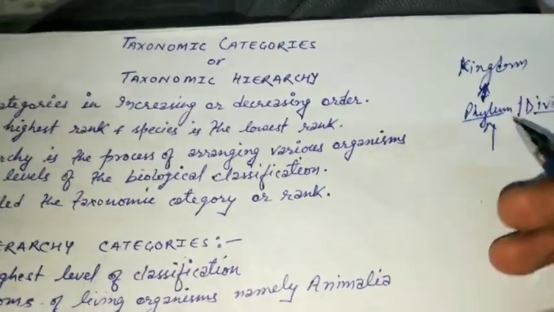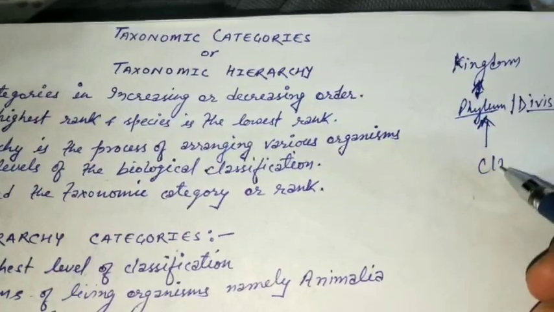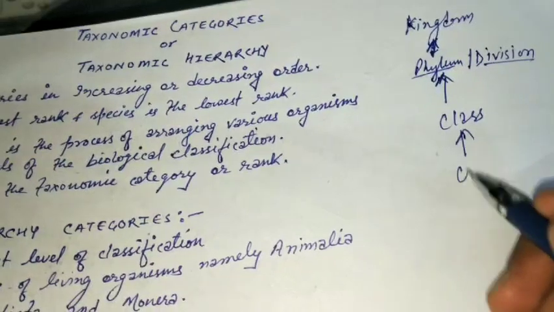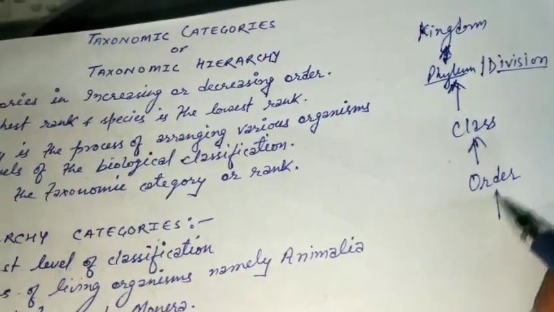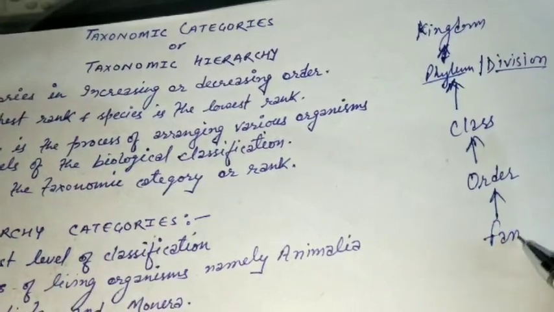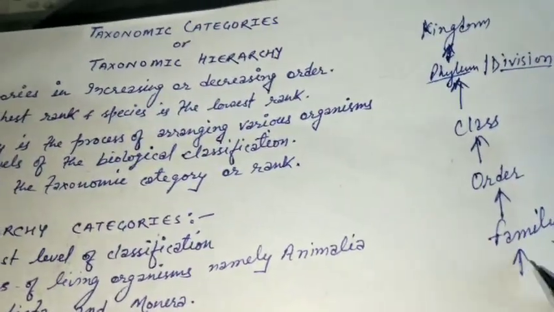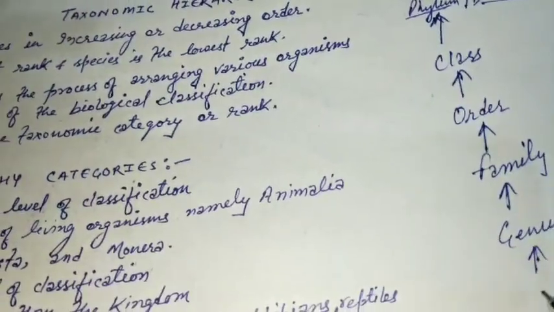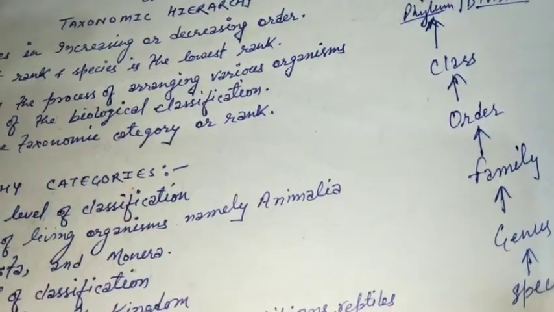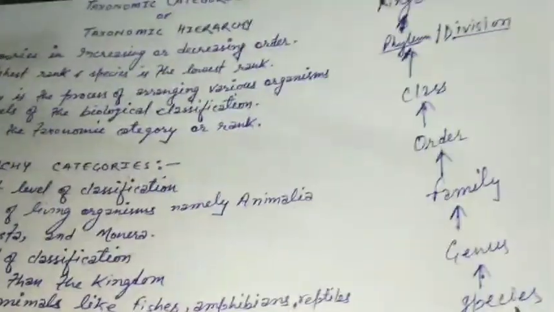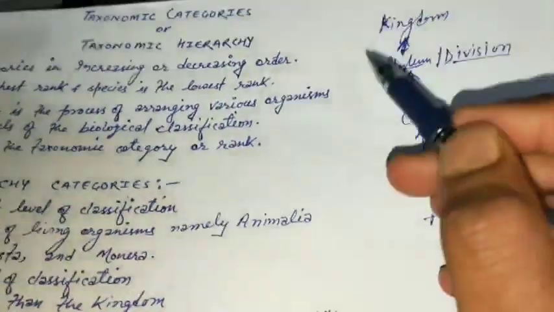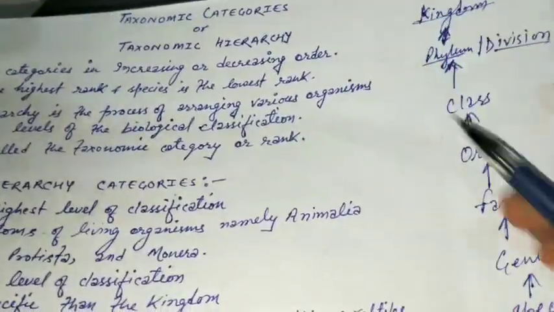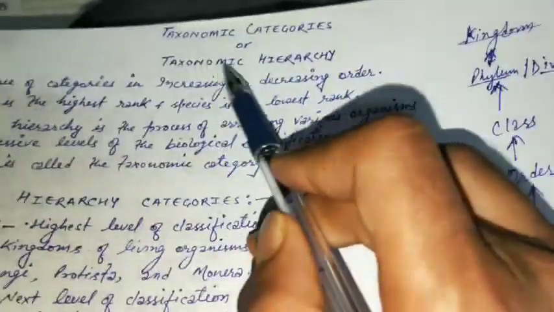the next one is class, and then the next one is order, then the next one is family, the next one is genus, and the last one, the lowermost taxonomic rank, is known as species. So species is the lowermost taxonomic rank while the kingdom is the highest taxonomic rank. And this arranging of an organism into various groups or various taxonomic ranks is known as taxonomic hierarchy.